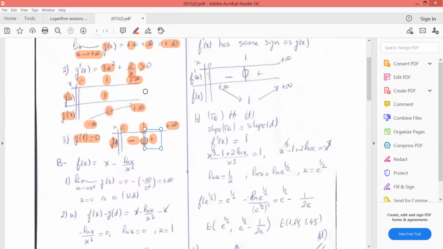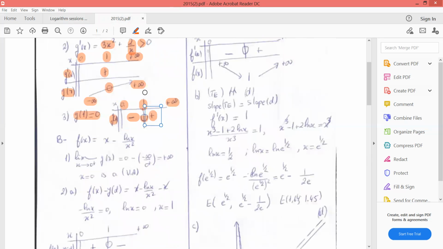So plus infinity. If you replace x by 0, this should be f(x), not g(x). The limit as x tends to 0 of f(x): 0 minus ln 0, which is minus infinity, over 0 plus. So correct this one, it is f(x). 0 minus infinity over 0 plus. ln 0 is minus infinity. Minus times minus, we get plus infinity. So x equals 0, which is the y-axis, is a vertical asymptote.